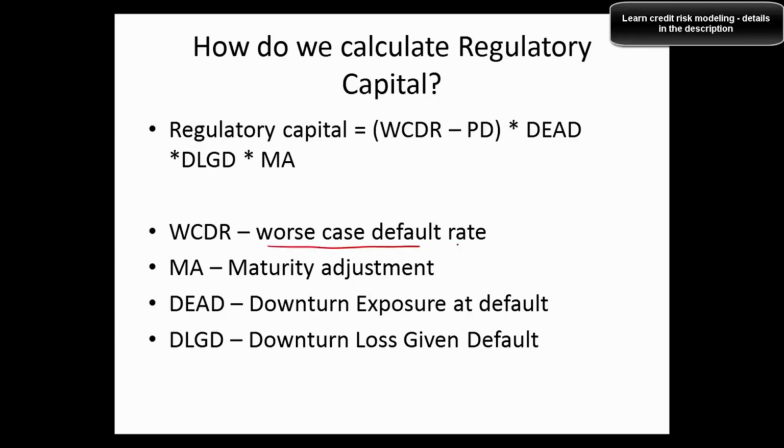WCDR is the worst case default rate. MA is the maturity adjustment. DEAD is the downturn exposure at default. DLGD is the downturn loss given default. You put all of these in the formula, and you get the regulatory capital.